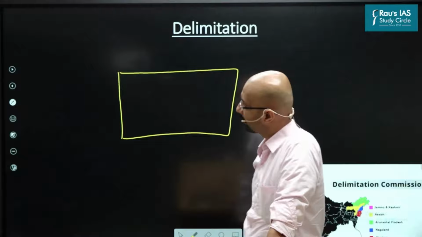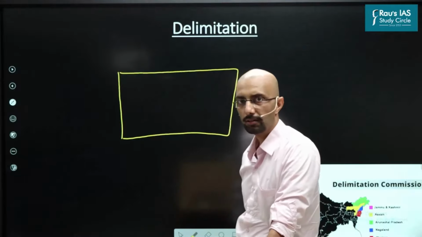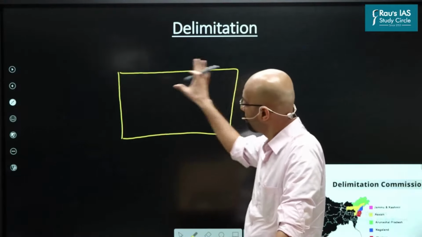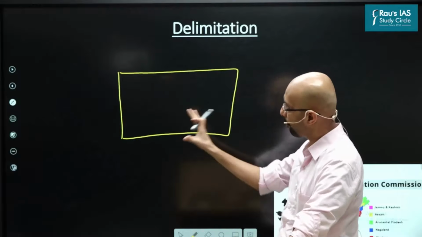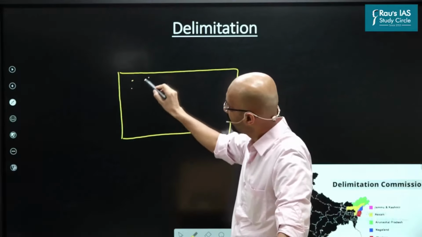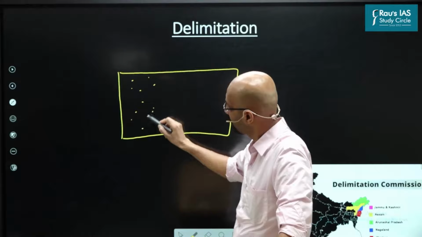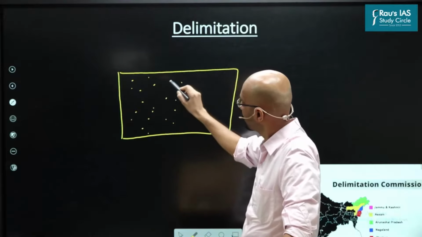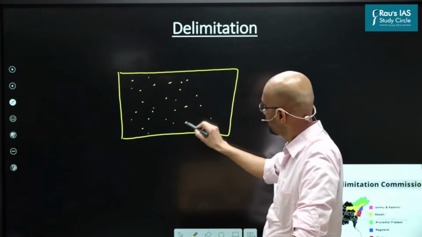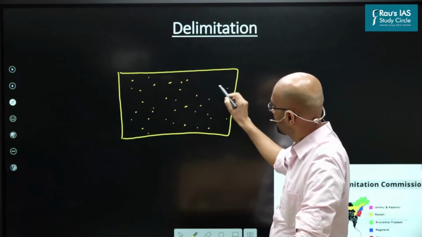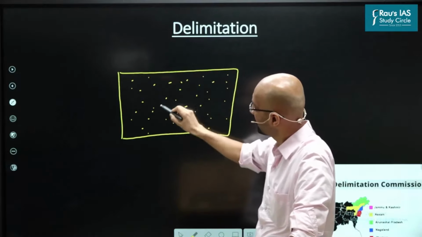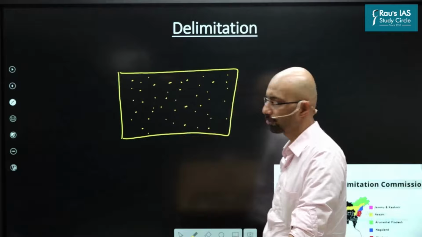And let us say the population of the country is very evenly distributed throughout the country. So whatever population India has, it is very evenly distributed throughout the country. Whether it is desert or jungle or urban areas, we have nearly equal density of population.